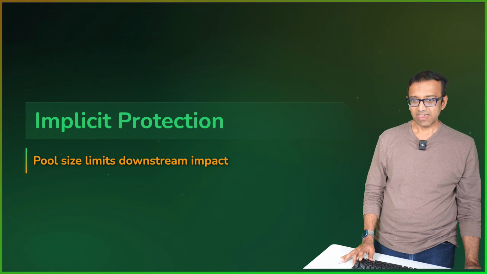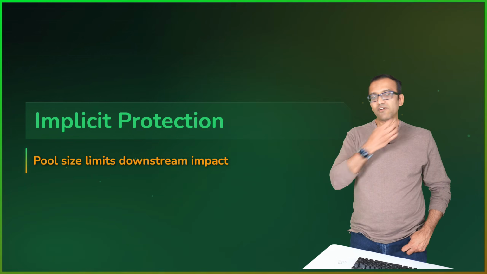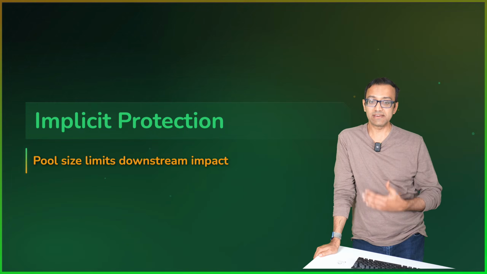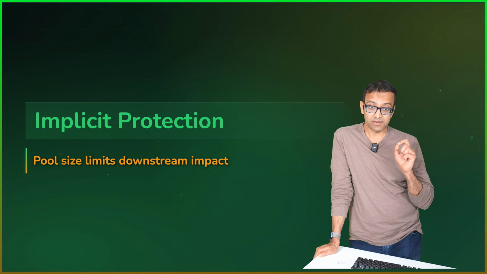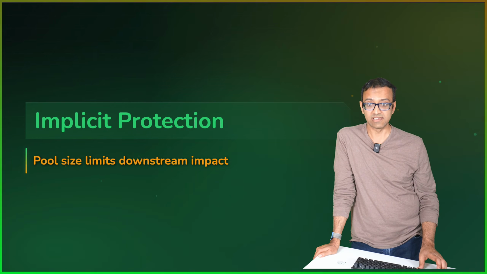So we have an implicit limit that protects downstream resources, right? Even if there are a million requests that simultaneously arrive, only 200 are actually executing because you only have 200 threads.